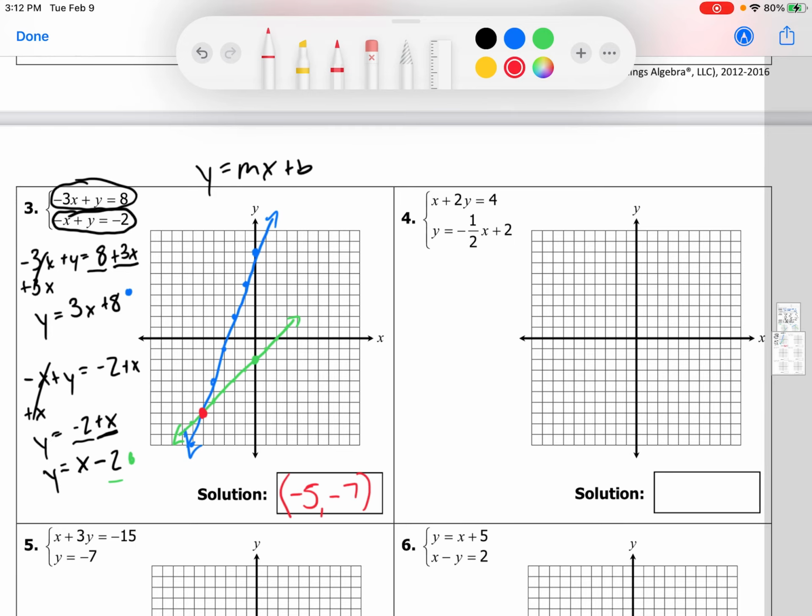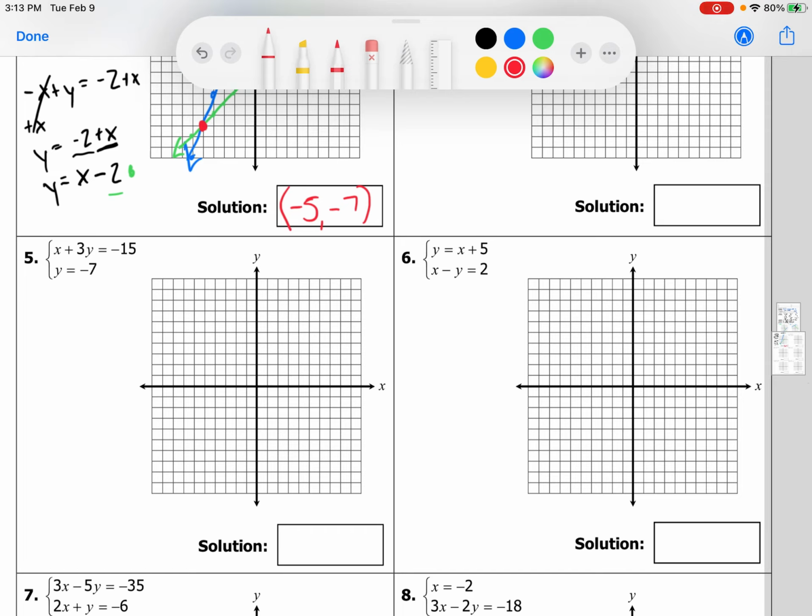All right, let's do one more example together, and we'll turn it over to you. Let's do number 5, because I think number 5 is a great example. So, good news is one of our equations is in slope-intercept form already, and that's our green equation. Now, let's get our blue equation in slope-intercept form now, and then we'll worry about graphing.